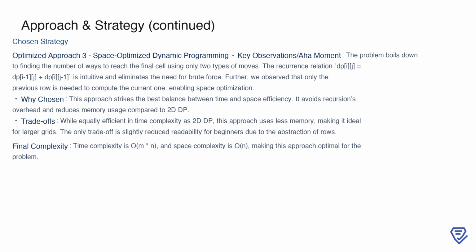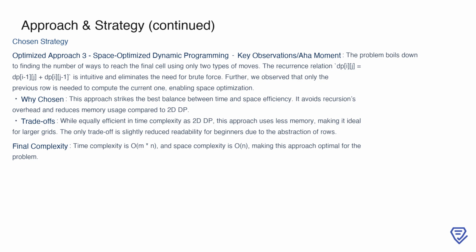This approach was chosen because it achieves the best balance between time and space efficiency. While it has the same time complexity as the 2D DP approach, O(m*n), it significantly reduces the memory requirement to O(n), making it particularly well suited for larger grids. The trade-off is that this method can be slightly harder for beginners to grasp due to the abstraction of rows, but the efficiency gains make it the optimal choice. Overall, this strategy ensures we solve the problem in the most resource-efficient way possible, with both time and space complexity optimized.